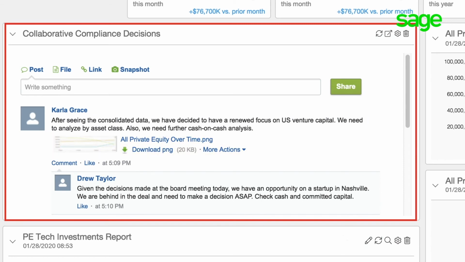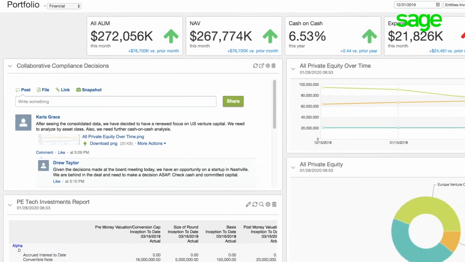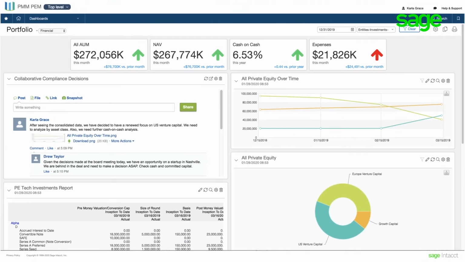A follow-up note from the Chief Investment Officer says, given the decisions made at the board meeting today, we have an opportunity on a startup in Nashville. We're behind in the deal and need to make a decision ASAP. Check cash and committed capital. A year from now, when the executives are discussing why they shifted focus, they can replace recollection and speculation with a documented decision and audit trail.